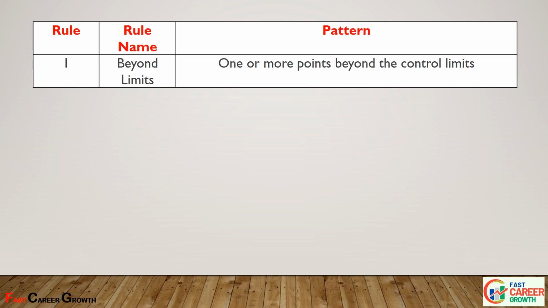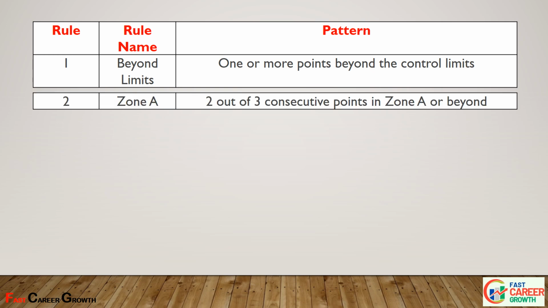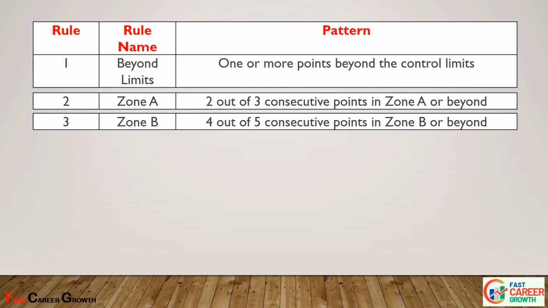First rule is 1 or more points beyond the control limits. This is also called the beyond limits rule. Second rule is 2 out of 3 consecutive points in Zone A or beyond. This is also called the Zone A rule. Third rule is 4 out of 5 consecutive points in Zone B or beyond. This is also called the Zone B rule.